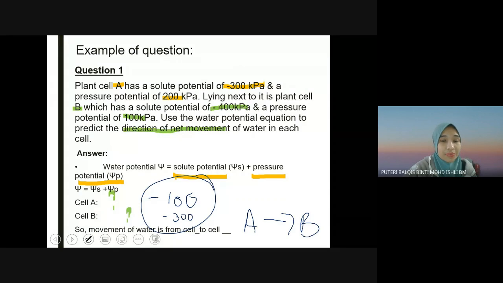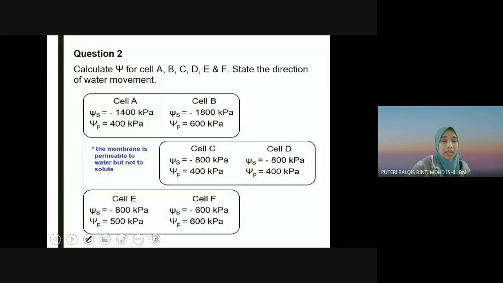So bila negative 100, inilah yang akan ada lebih high water potential. So air akan bergerak daripada high water potential ke low water potential. So air akan bergerak daripada A kepada B. Okay, so try buat soalan ni. Saya bagi masa 3 minit. Setiap soalan 1 minit. Cari water potential untuk setiap cell and state the direction of movement.